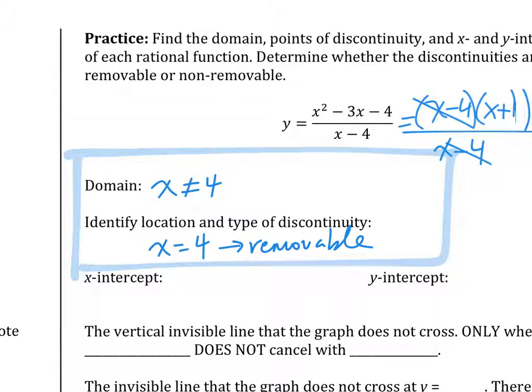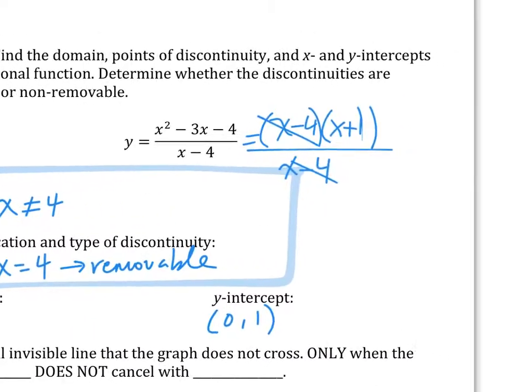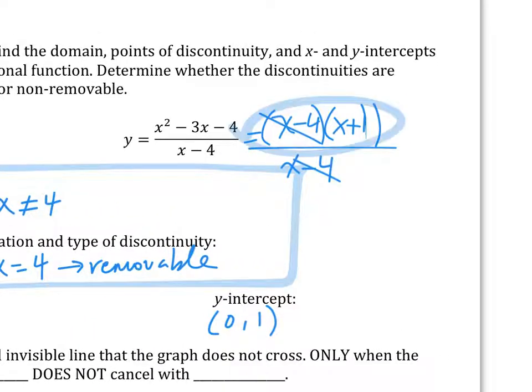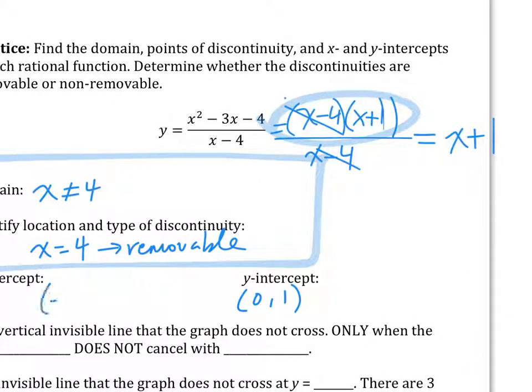Okay, y-intercept, easy. 0, 1. X-intercept, okay, this one's really tricky. If you look at it, there are two numbers that will make it 0, right? Because the numerator has two factors. However, one of them is going to make a hole. That hole cannot be a 0. So what you actually have to do is find the reduced function, which is just x plus 1. So cancel out all the factors, take the leftover, and make that equal to 0. So the x-intercept is only minus 1, 0.